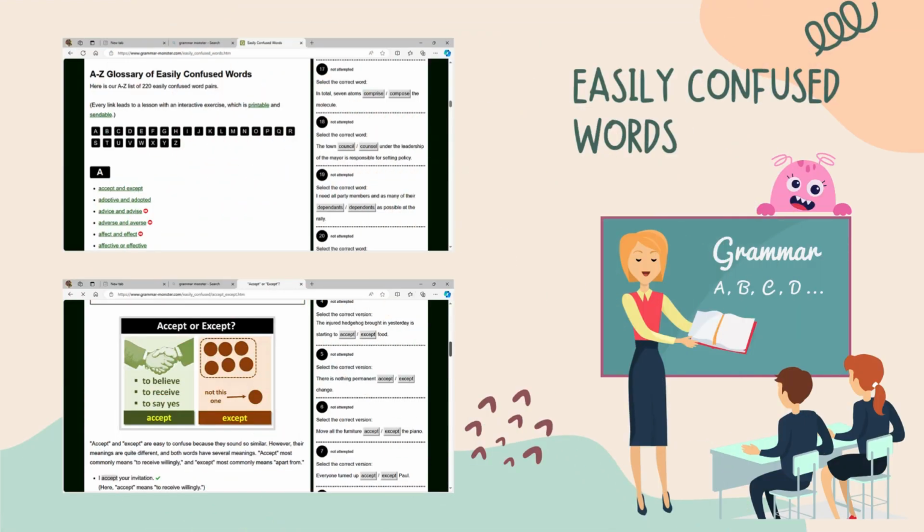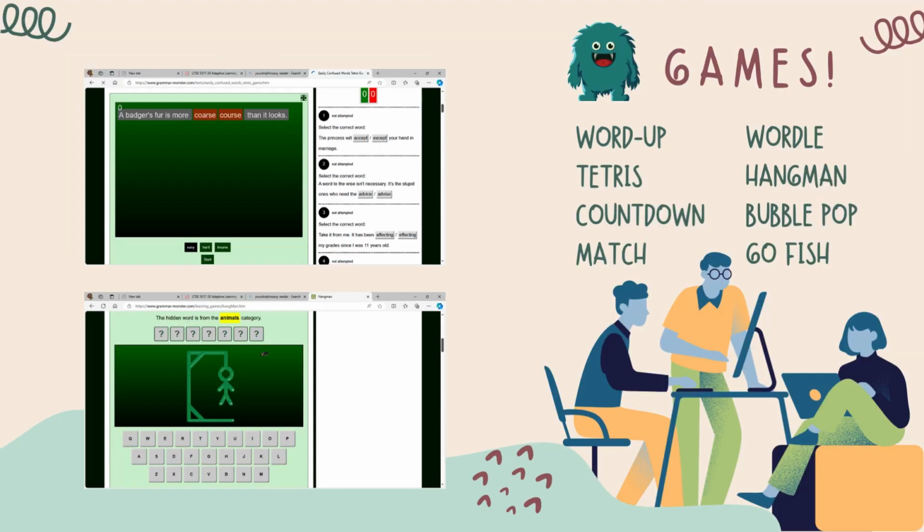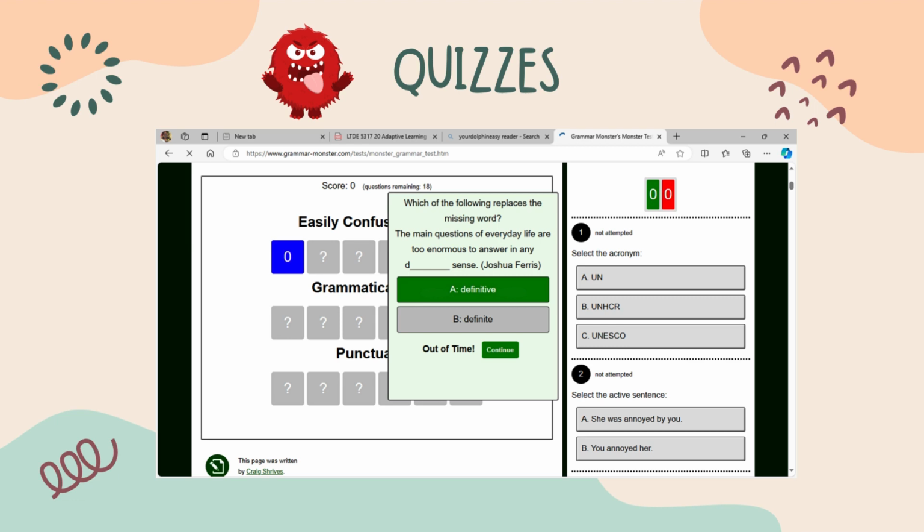Grammar Monster has an entire section entitled Easily Confused Words, where over 220 word pairs are compared, and they talk about how they're easily confused word matches, like accept and except, as shown here. On Grammar Monster, students can play these grammar games: Word Up, Tetris, Countdown, Match, Wordle, Hangman, Bubble Pop, and Go Fish. Here is an example of what a Grammar Monster quiz looks like.